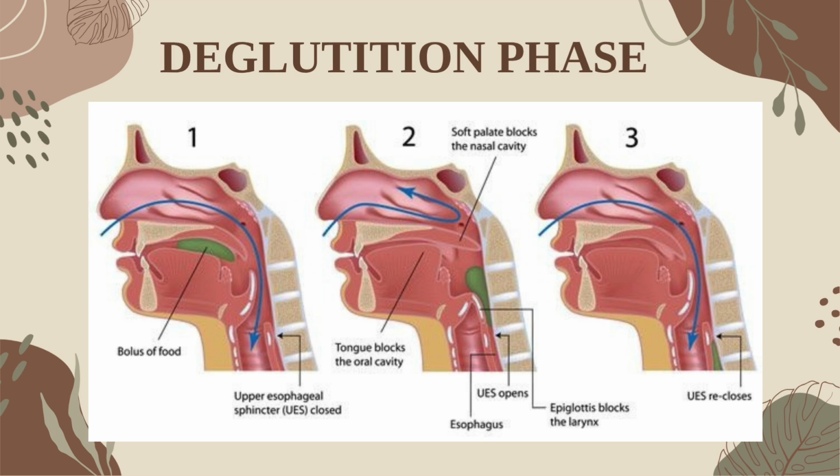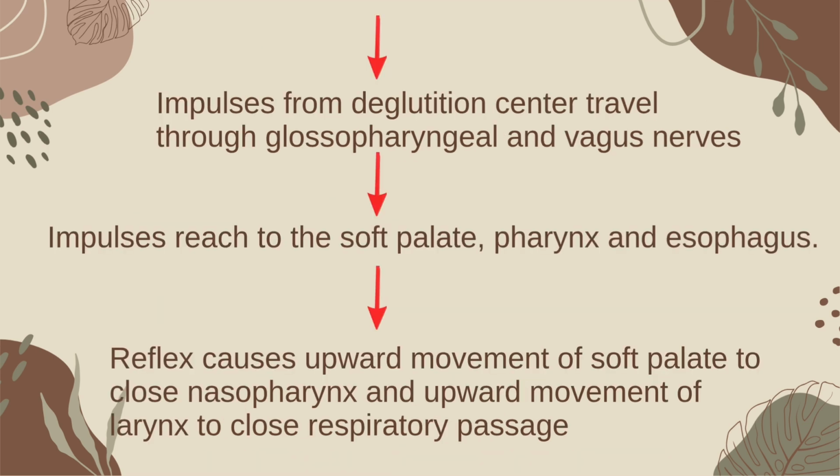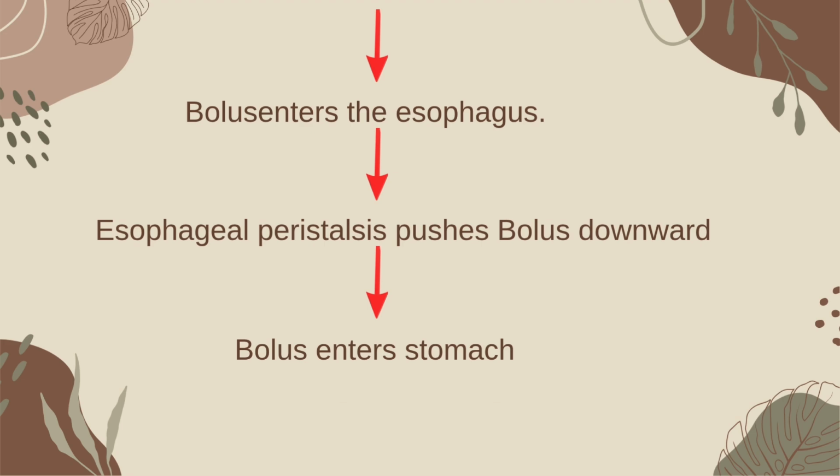During this process, the airway is protected, preventing food from entering the respiratory tract. The third is the esophageal phase. Here, rhythmic contractions called peristalsis move the bolus down the esophagus and into the stomach.